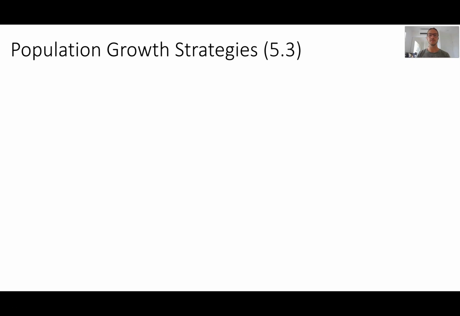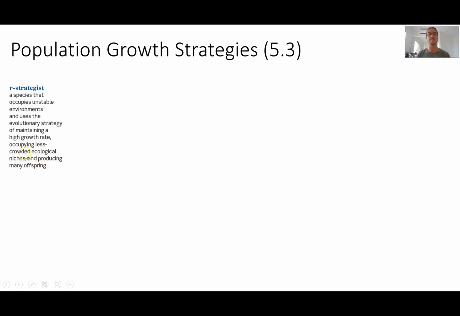So population growth strategies. I'm going to introduce 2 terms. We have r strategists, and that's a species that occupies unstable environments. So it lives in environments that are constantly changing. And so to help them, they have a high growth rate. They grow really quickly. They also occupy less crowded areas, and they produce many offspring.